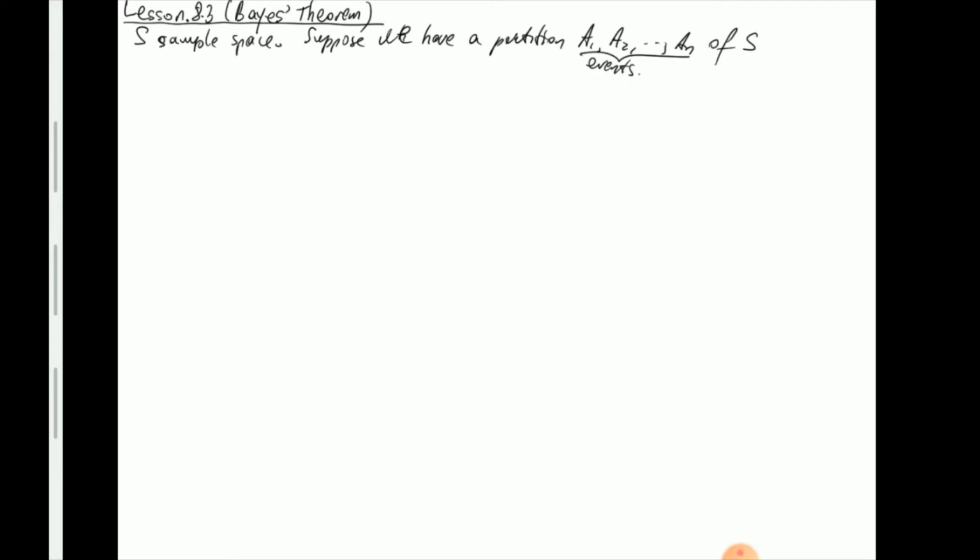So a partition of a sample space means that the union of all these events is the whole sample space, and the intersection of any two of them is the empty set. So any two of them are mutually exclusive. And then suppose we have another event, E.